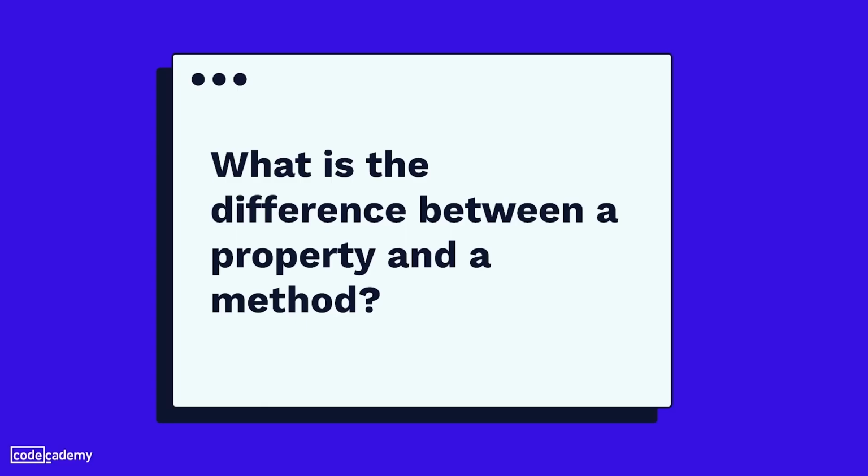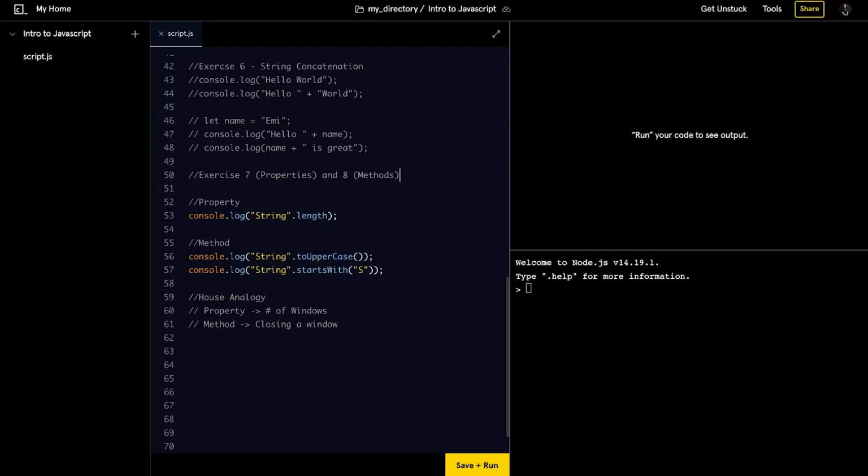Another commonly asked question by Codecademy users on the forums for this exercise is, what is the difference between a property and a method? At first glance, they do look very similar. Let's hop into the workspace to look at an example. Take a look at the code in the workspace. Here we have some examples of properties and methods.